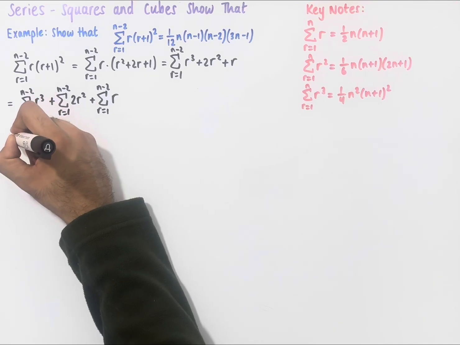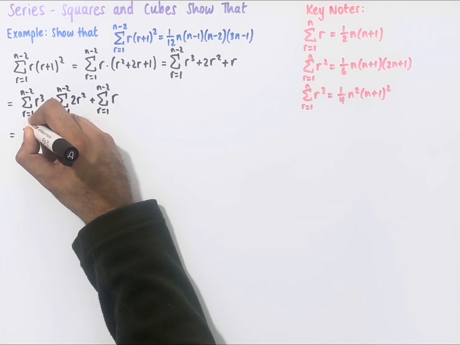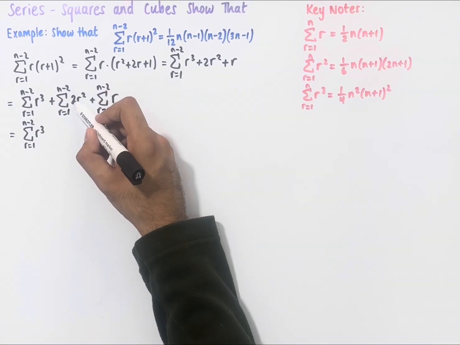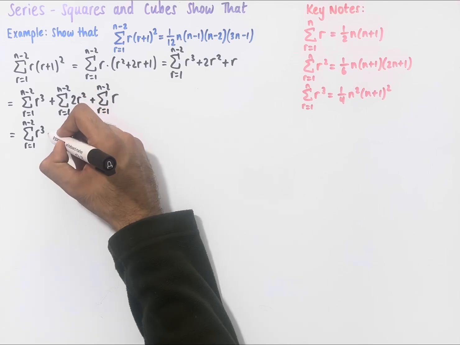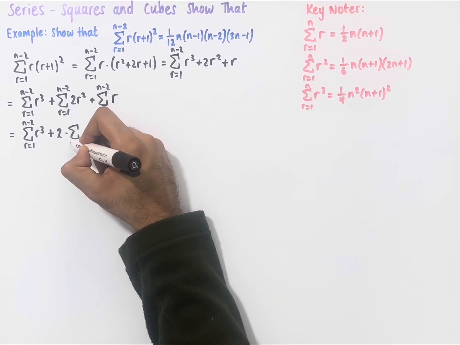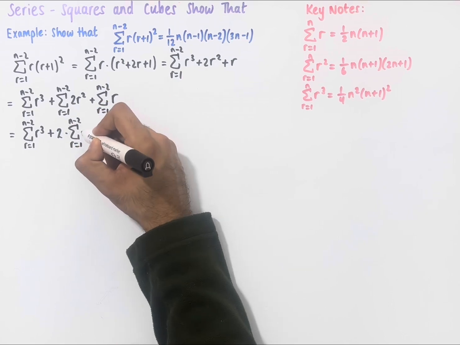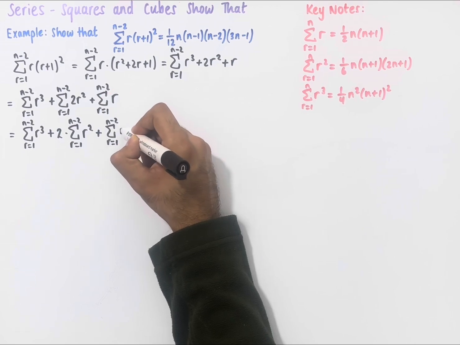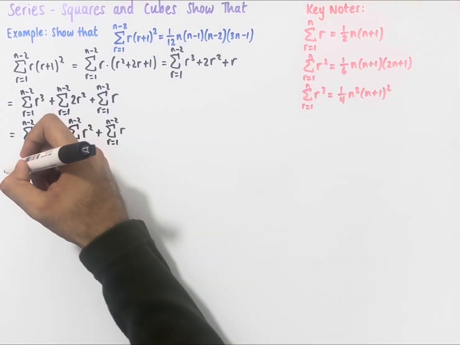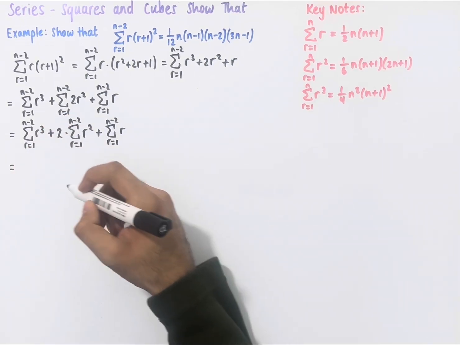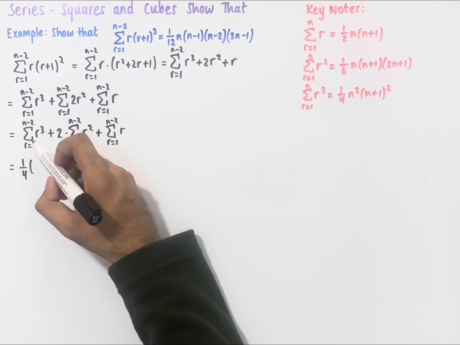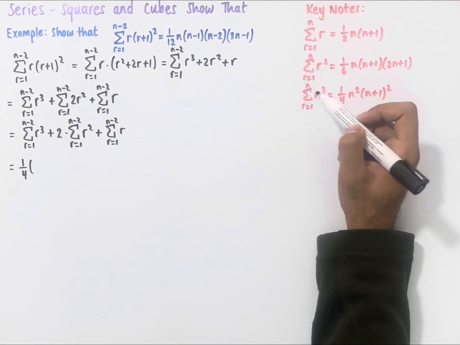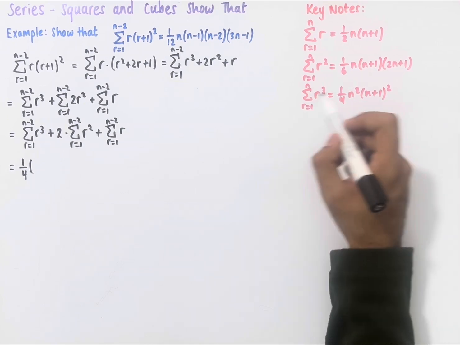And now we can write this as the sum of r equals 1 to n minus 2 of r cubed. In this second series, because we have a constant of 2 being multiplied, we can factorize this out. So we have plus 2 times the sum of r equals 1 to n minus 2 of r squared, plus the sum of r equals 1 to n minus 2 of r. Now if we use the formulae in the key notes, the first series becomes a quarter, and since our upper limit for this series is n minus 2 and not n, we're going to replace the n's in this formula with n minus 2.